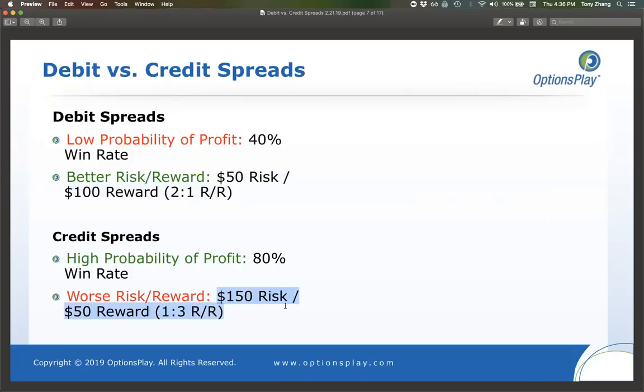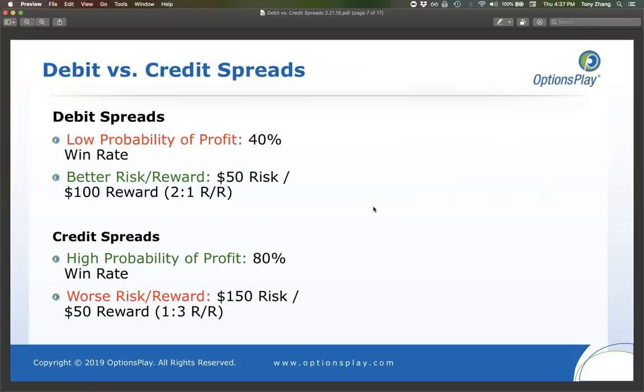Many times you might be collecting $50 on a credit, but risking $150 if you're wrong on that trade. So if the trade goes against you, not only do you lose what you gained in credit, but you lose 2 times that. And that's really the trade-off. And at the end of the day, one is not better than the other. It's really just important to understand that they are at 2 different ends of the spectrum, and you need to make sure that you're comfortable at whichever end of the spectrum that you're on.